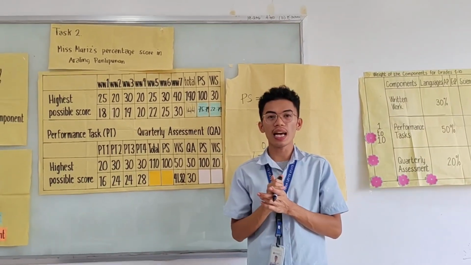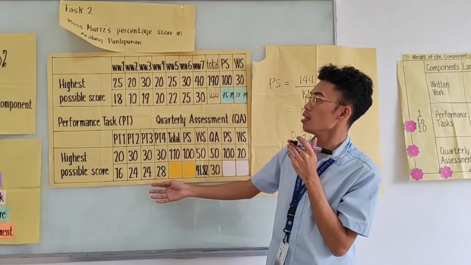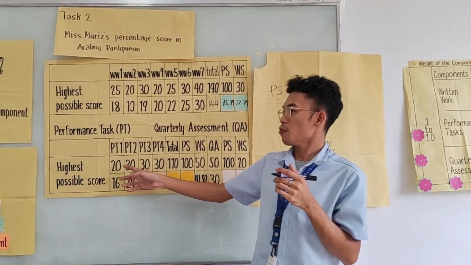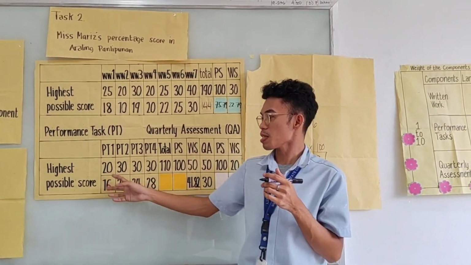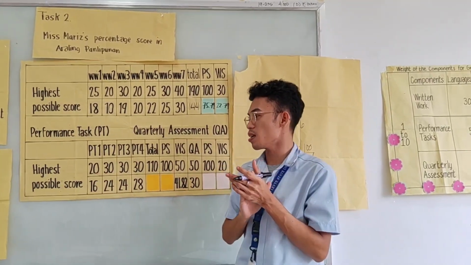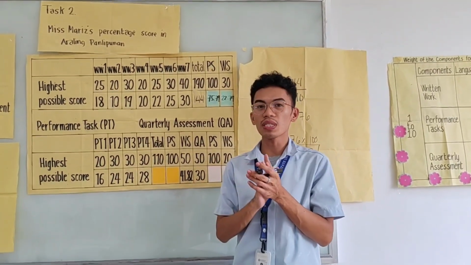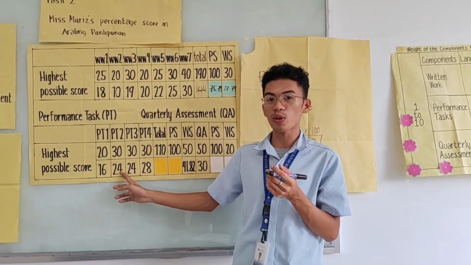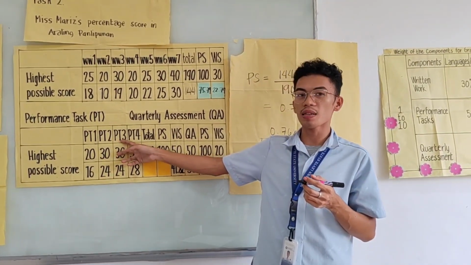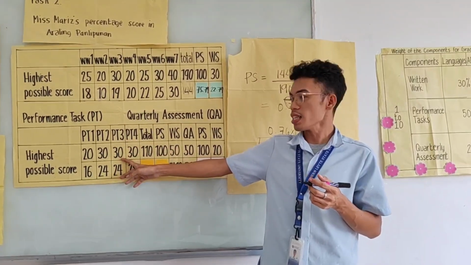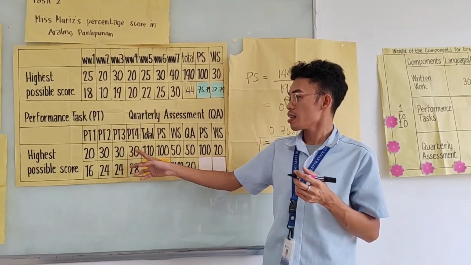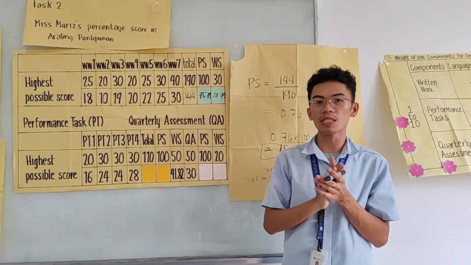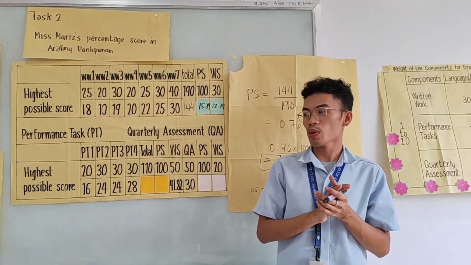In performance tasks, there are 4 performance tasks for Miss Maurice in Araling Panlipunan. Performance task number 1, the highest possible score is 20, and Miss Maurice's raw score is 16. Performance task number 2, the highest score is 30, and Miss Marie's raw score is 24. Performance task number 3, the highest possible score is 30, and Miss Marie got 24. And the last one is performance task number 4, the highest possible score is 30, and Miss Marie's raw score is 28.